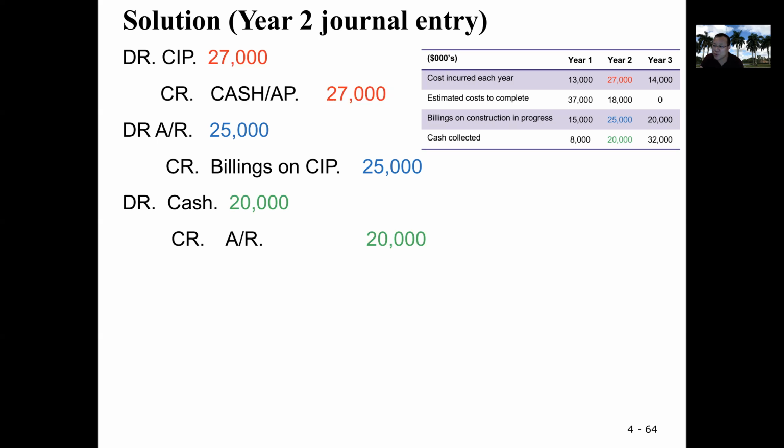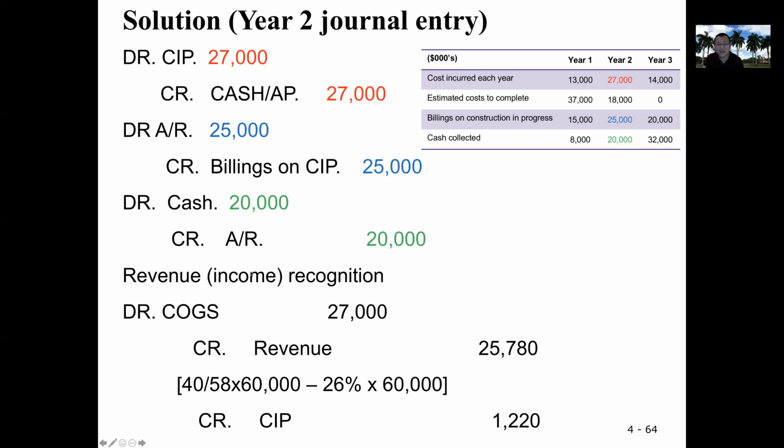And the next one is revenue recognition. Okay, so you're gonna recognize cost of goods sold. Cost of goods sold equals cost of sales. That's equal to actual cost, 27,000. Okay, and you're gonna recognize the revenue, which is the cumulative percentage of completion minus the previous percentage completion. That's your current percentage completion, and then you multiply by 60,000. What you get is 25,780.